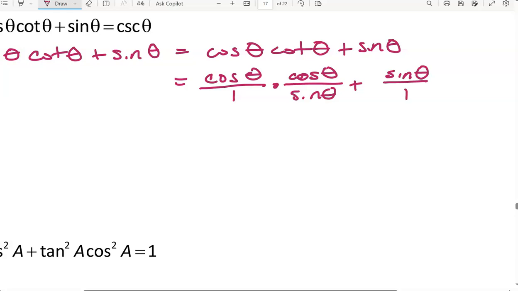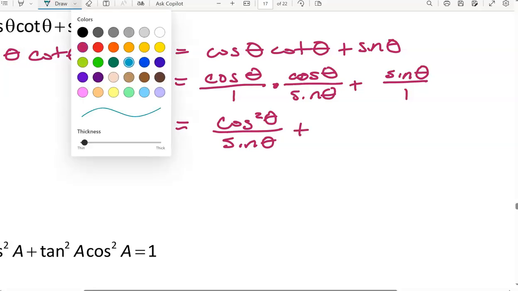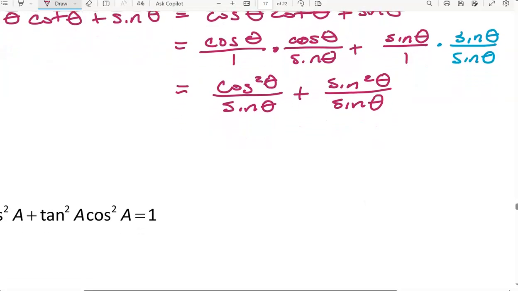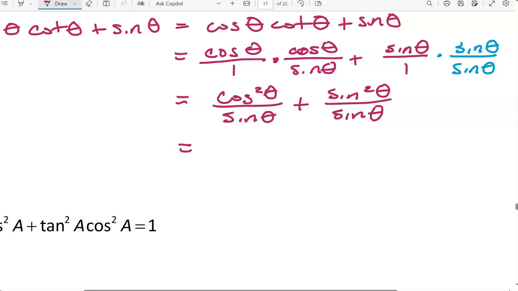So now we have a bunch of fractions here that we can work with. And the cosine of theta times the cosine of theta is the cosine squared of theta over the sine of theta is the result for that first fraction. And then if we're going to add fractions, we're going to need to have a common denominator. So I'm going to multiply the second fraction that we're adding by sine of theta divided by sine of theta, a clever form of 1 that will give us a common denominator. So that gives us sine squared of theta divided by the sine of theta. And now we have a common denominator, so our fractions can be added together.